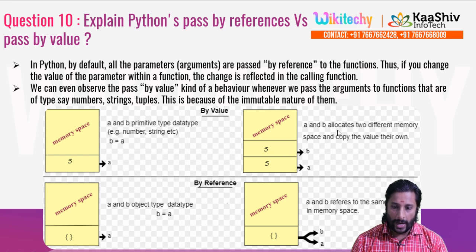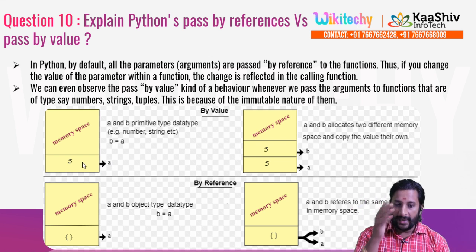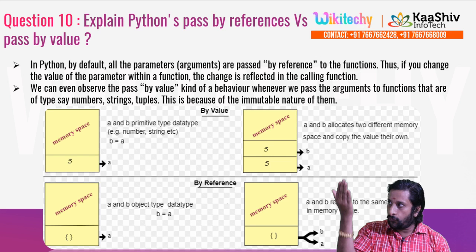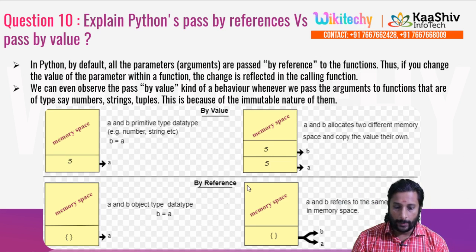So A and B are primitive data types. I'm putting B is equal to A. So A is equal to 5, B is equal to A. So 5 is going to be put here. Automatically, over here you will have another copy of the data 5 here.